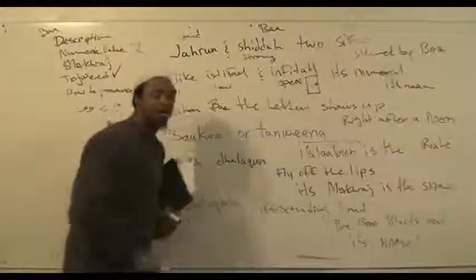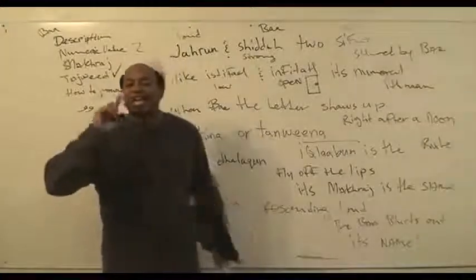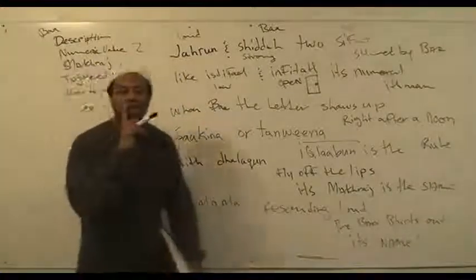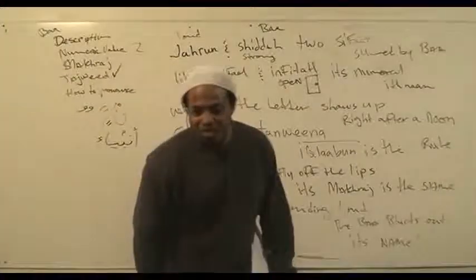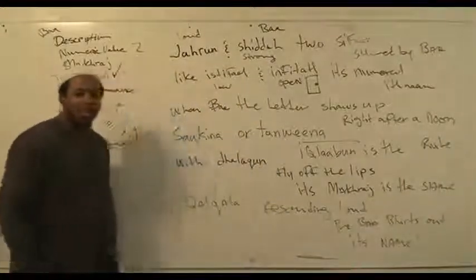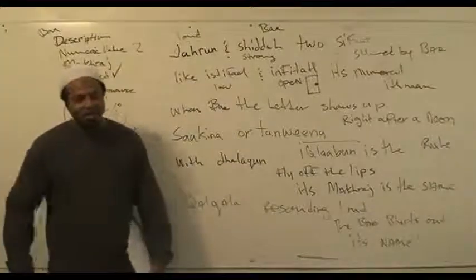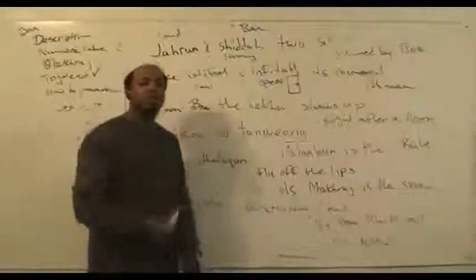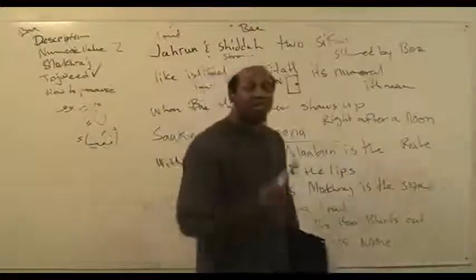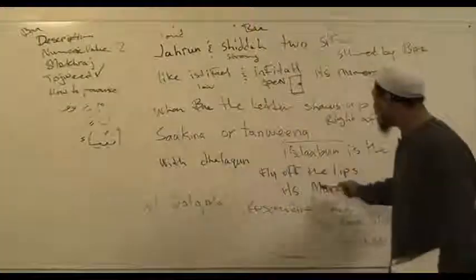It says dhalakun. Everybody say dhalakun. Dhalakun is a description of any letter that comes off the lips. What did I say dhalakun was? Any letter that comes off the lips. The definition of dhalakun is given right in the poem. It says, with dhalakun, fly off the lips. So you don't have to think about what dhalakun means. Memorize the poem. Whenever there's a letter in the Arabic language that comes off the lips, its description is dhalakun.